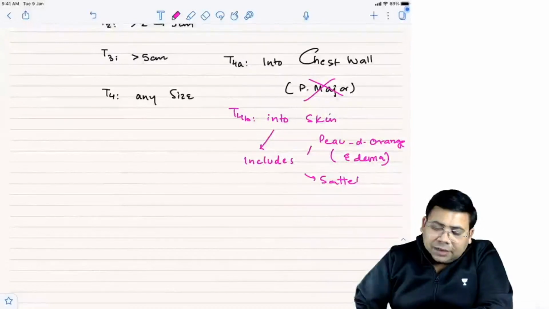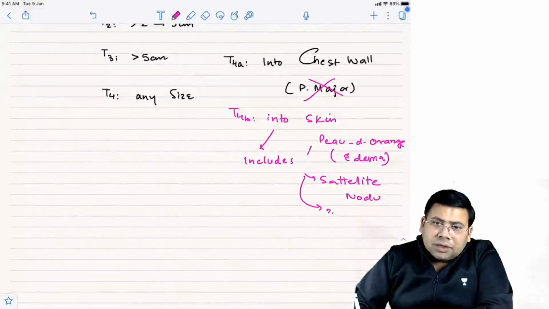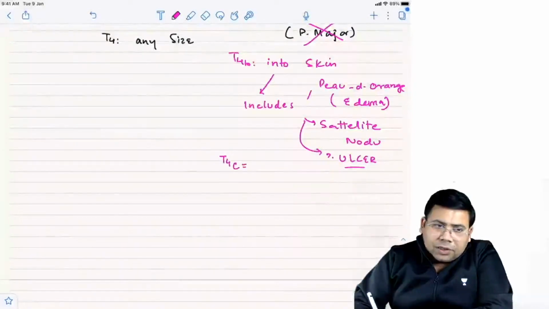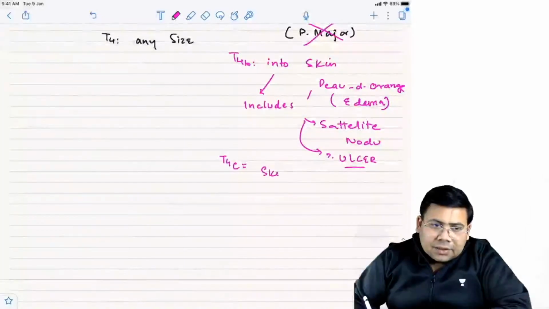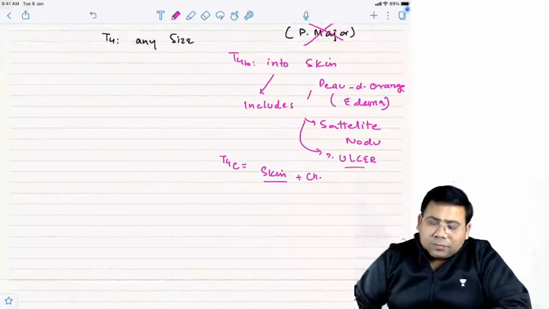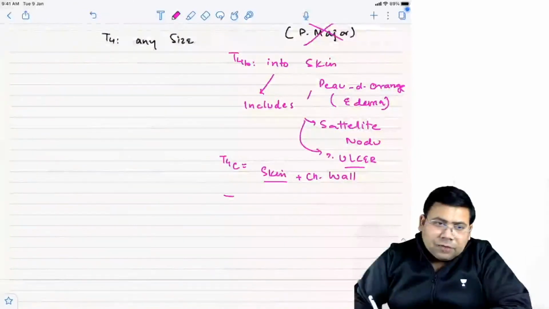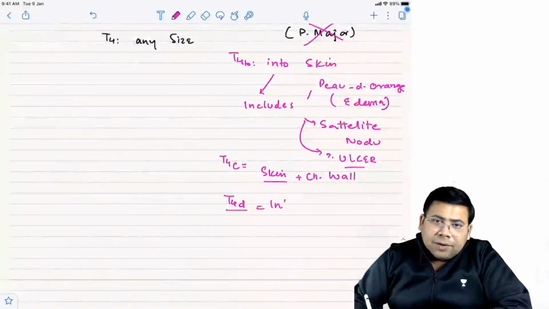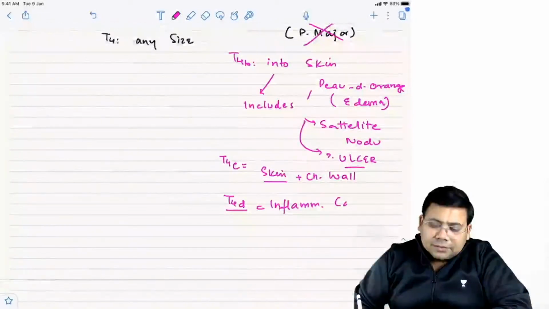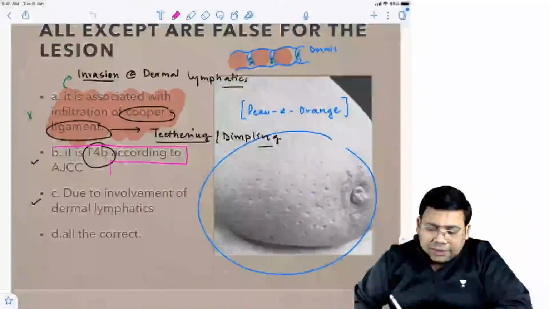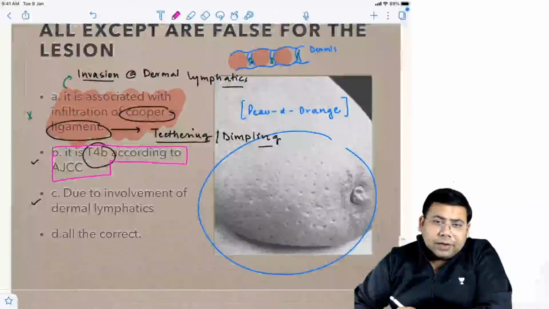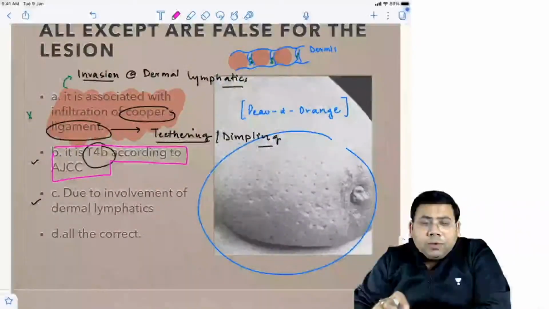Satellite nodule. What else? It includes the word ulcer. What is T4B? T4C now. When you talk about T4C, this is skin plus chest wall. And what is T4D, students? This is inflammatory cancer. So if you see the question, according to AJCC, it is T4B, absolutely right. So this is a typical peau d'orange.